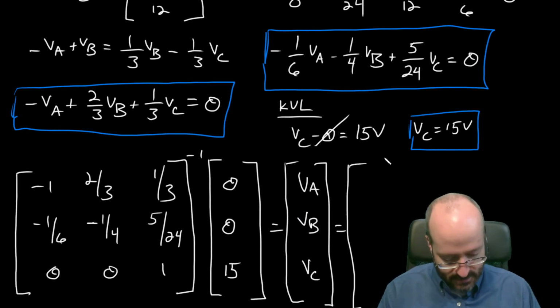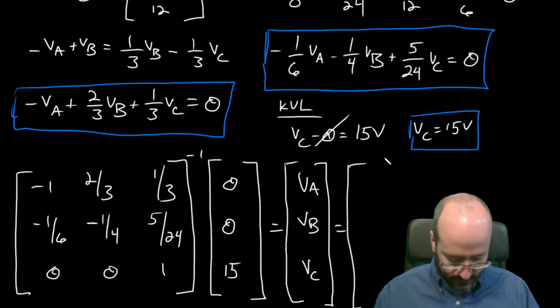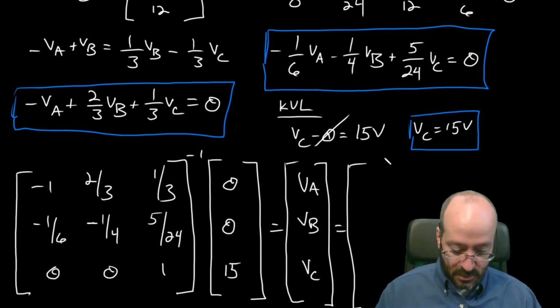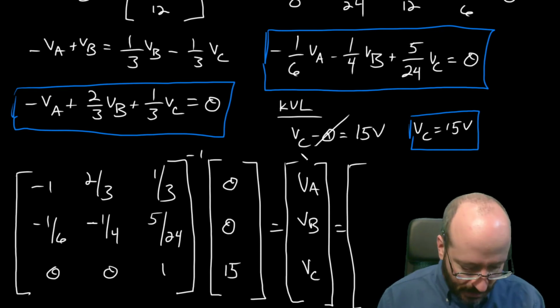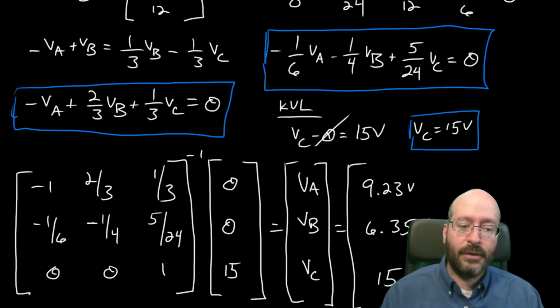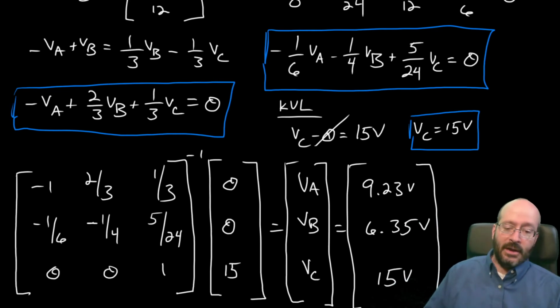So let's go ahead and do that together, all together, but apart. Negative 1, 2/3, 1/3, 0. Negative 1/6, negative 1/4, 5 divided by 24, 0, 0, 0, 1, and 15. The noises help. They really do. 9.23. And of course I'm rounding just a little bit. 6.35. These are both in volts, and then of course that's 15 volts. If it's not, something's really, really wrong. Okay. So there are node voltages.